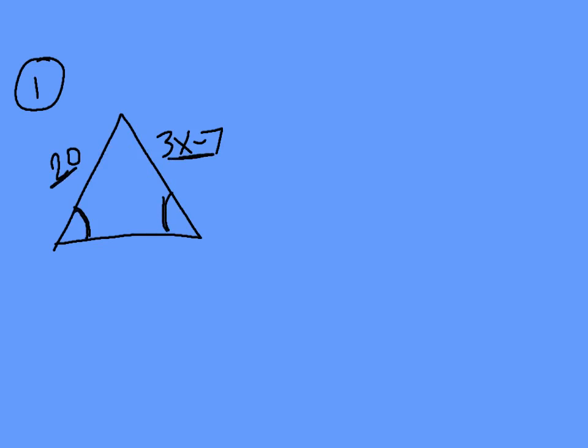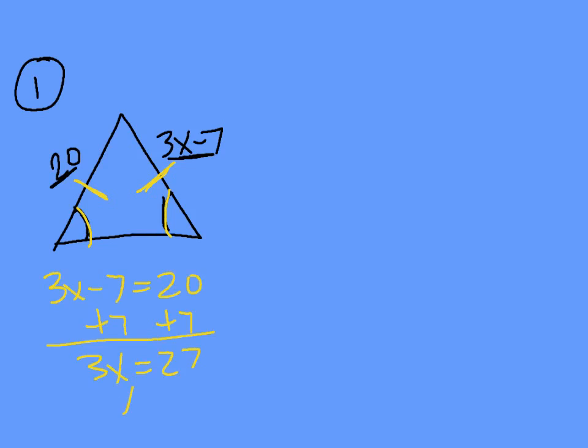But remember the rules of your isosceles triangles. If these two are marked, automatically go ahead and mark those sides. It's automatic. Then, since we know that these sides must be equal, we can go ahead and set these equal and solve for x. Then we'd add 7. So 3x equals 27, and then x would be 9. So one way we can solve for x with the sides is just to go ahead and set them equal.